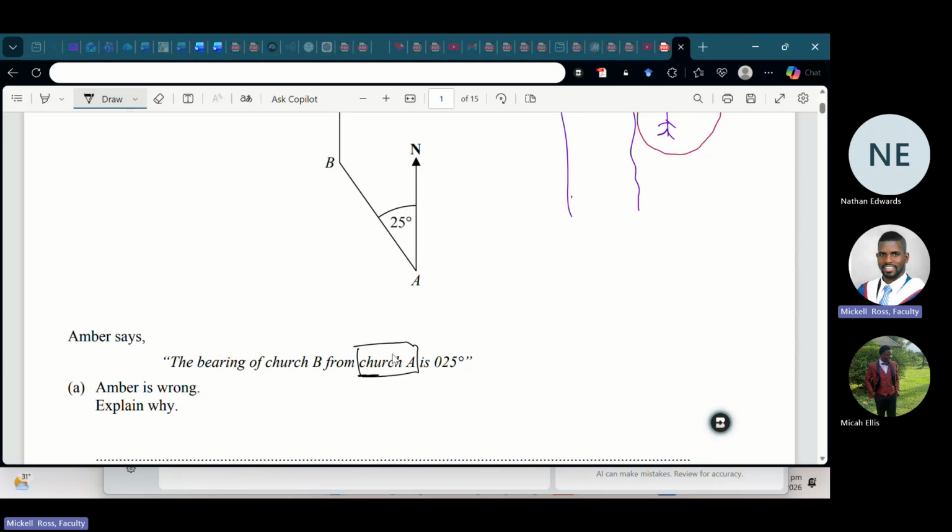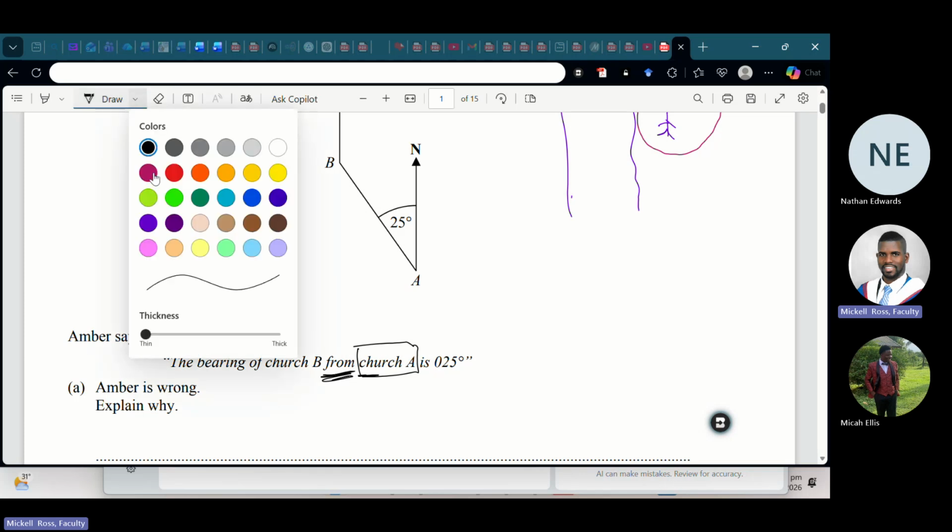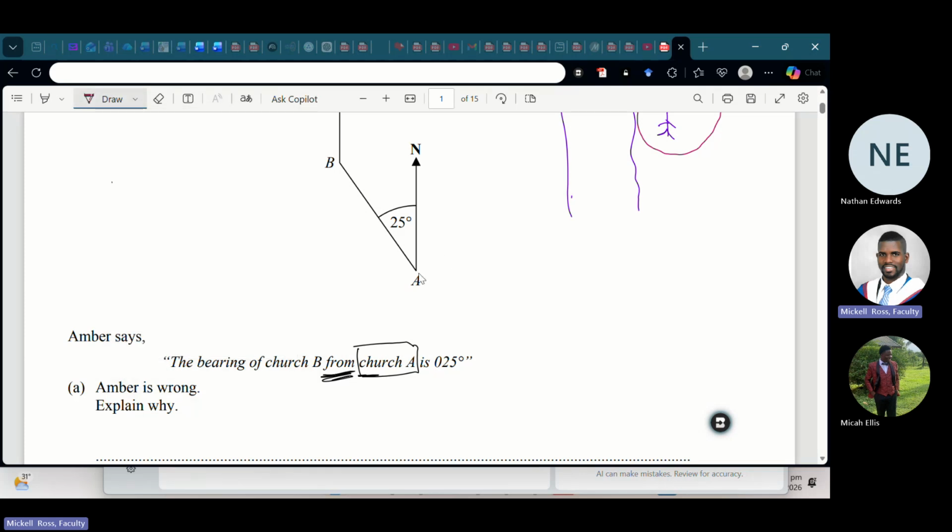That's where we're going to do the measurement from, because church A comes after the word from. So the word from right here. So church A is where the measurement is going to take place. Now, notice, if I'm at church A and I need to look at church B, I have to turn my head all the way around.